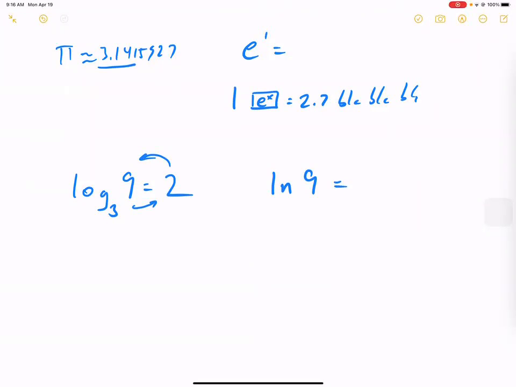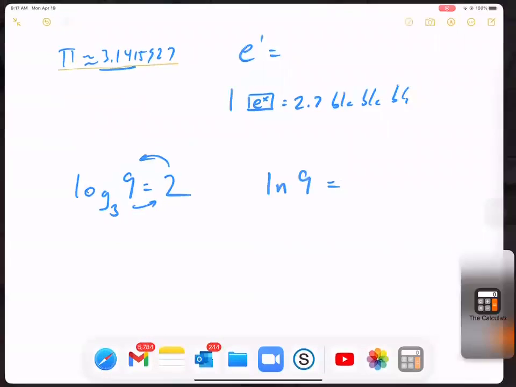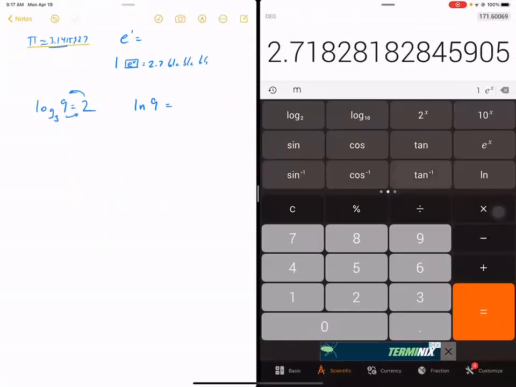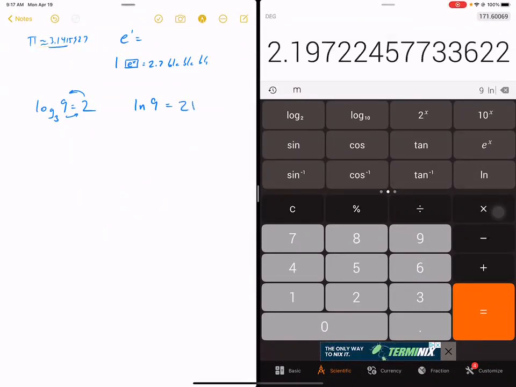Well, here's what you do. You go to your calculator and you type, in this case, my cheap calculator, I have to type the number first. 9, natural log is 2.197. What does 2.197 mean? If you remember, natural log is a log. So what we're really saying is that this is the exponent of e. So if I rewrite this as log base e of 9 is equal to 2.197.